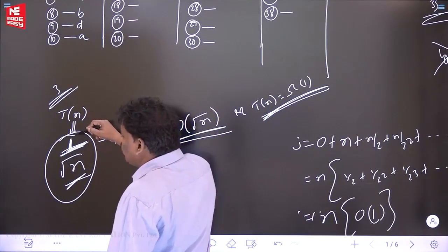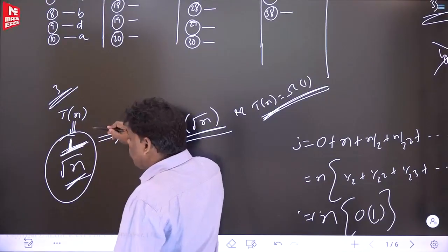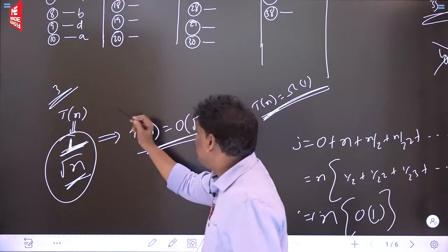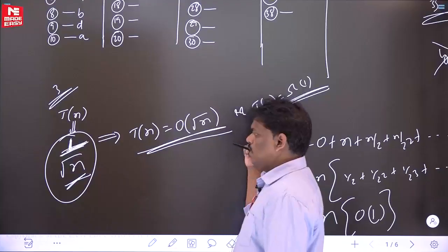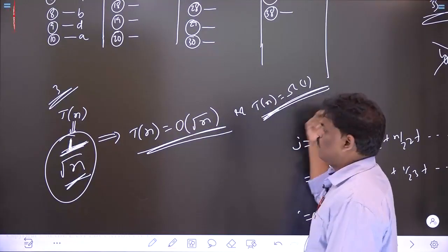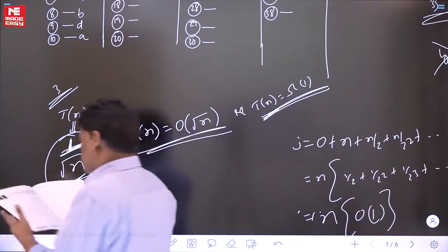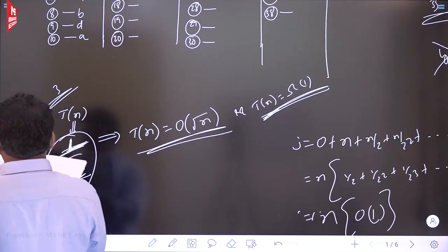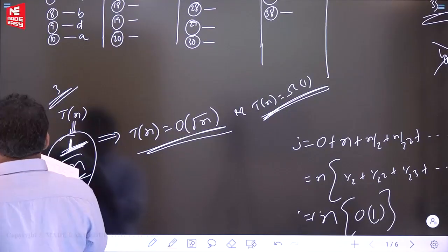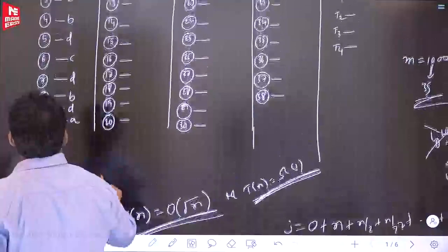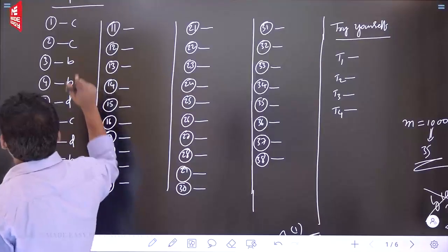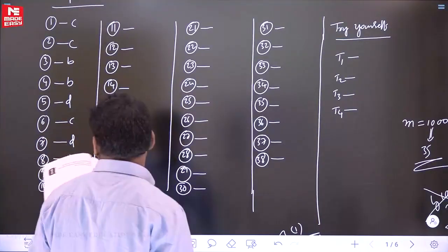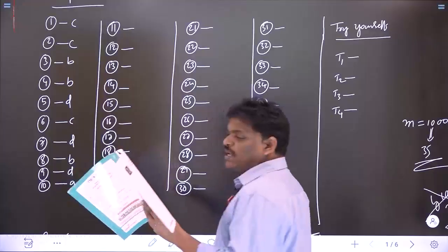This Tn cannot go less than 1, and it cannot go more than root n. More than root n, it cannot go: that is the upper bound. Less than 1, it cannot go: that is the lower bound. So for question number 3, what will be the answer? B, the second option. Fine. Try to get as many as possible.